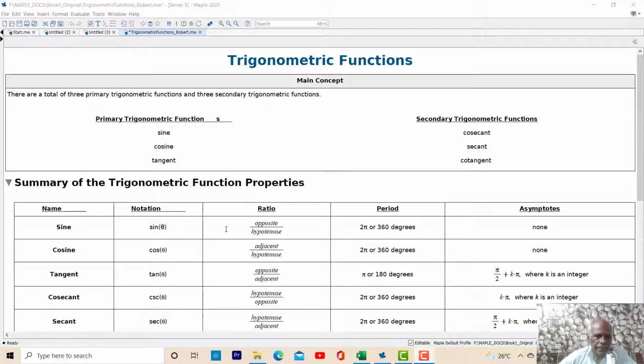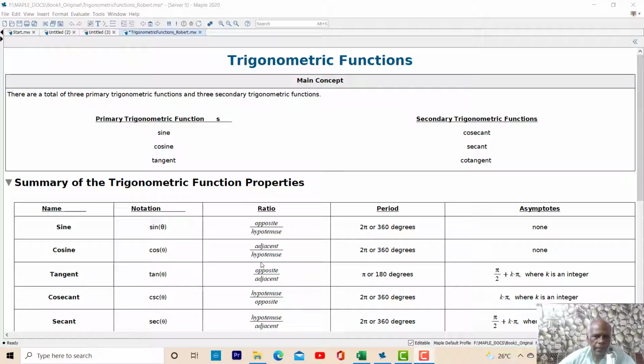Sine is defined as the ratio of opposite side to hypotenuse in a right angle triangle. The hypotenuse is the side opposite to the right angle. The period of sine is 2 pi radians, that is 360 degrees, and it has no asymptotes because it has zero value as a response. Sine 0 is 0. In the same way, cos also will have no asymptotes because it has zero response at 90 degrees. Cos 90 is 0.